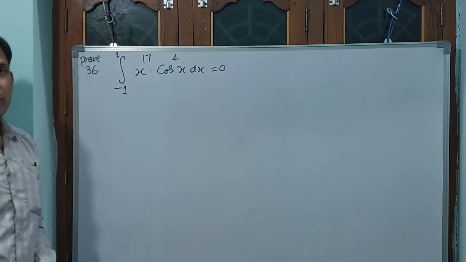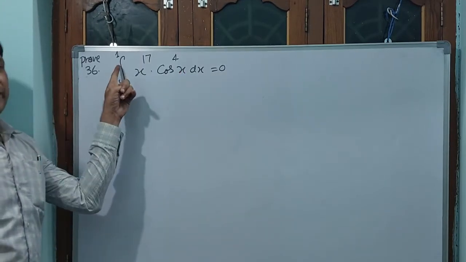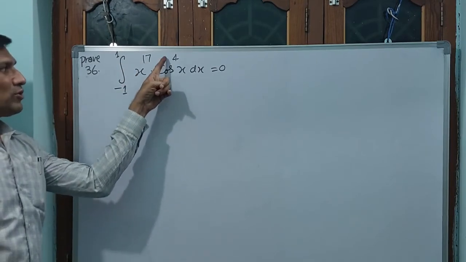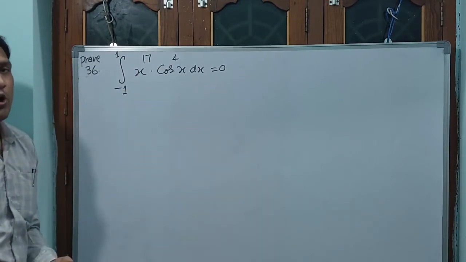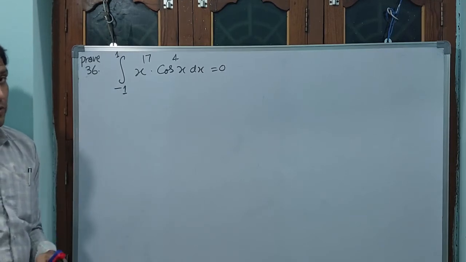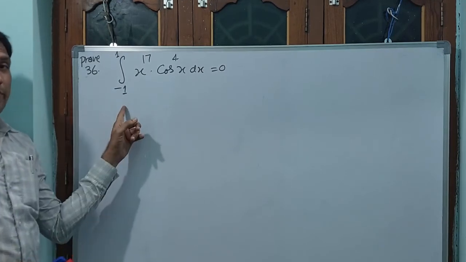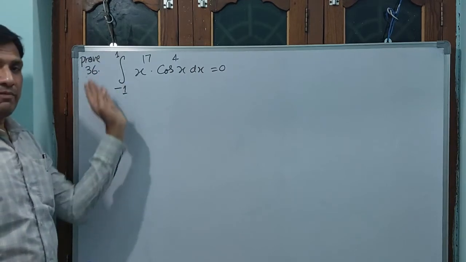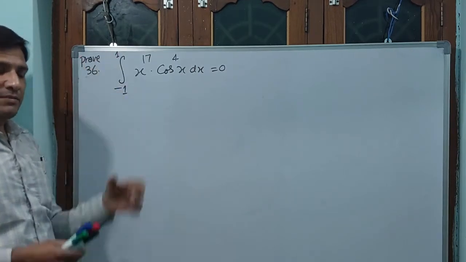36th question, if you observe, integral from minus 1 to 1 of x to the power of 17 into cos to the power of 4x dx is equal to 0. You have to prove. You have to take LHS and prove. See here, if you observe carefully, limits are minus a to plus a. Why? Because both are the same, 1 and 1, but here it is minus, that is plus.